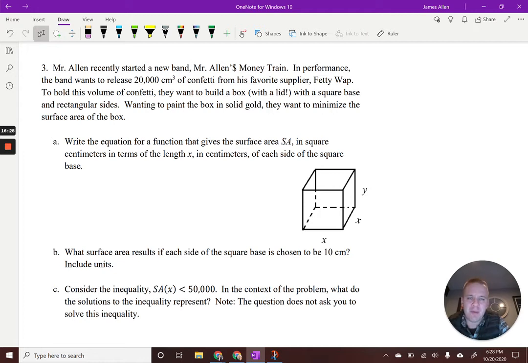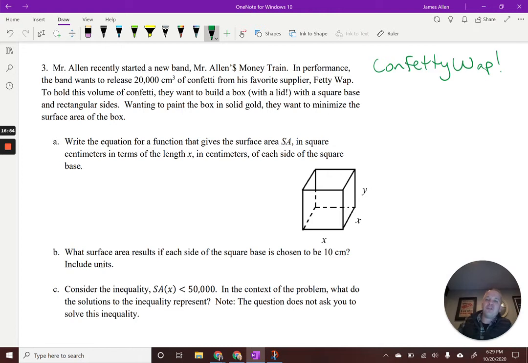All right. I'm excited about this problem here. Mr. Kalis did this. Put me in the problem. Mr. Allen recently started a new band, Mr. Allen's Money Train. It's a dope name. In performance, the band wants to release 20,000 cubic centimeters of confetti from his favorite supplier, Fetty Wap. He actually has a company called Confetti Wap. See what I did there?